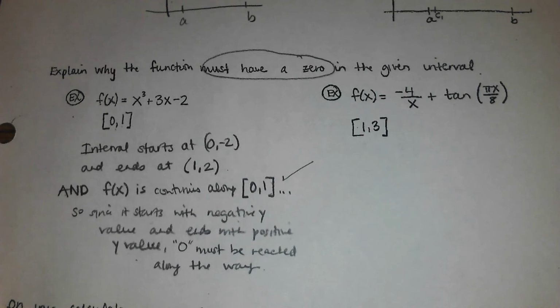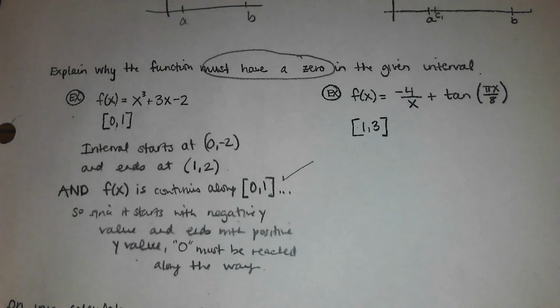Okay, the next exercise ups the ante a little bit, from a plain old polynomial function to a function that is partially rational, partially trig. So let's start with the continuity. Because if you don't have the continuity from 1 to 3, you can stop the problem right there.